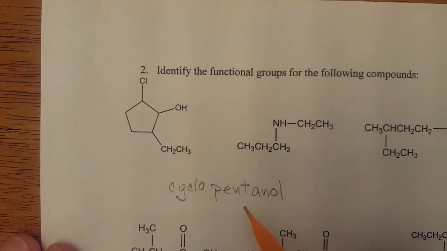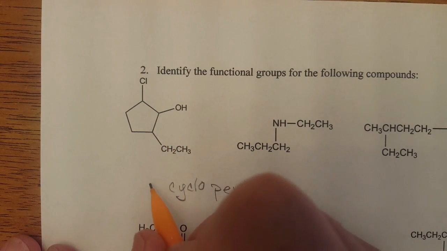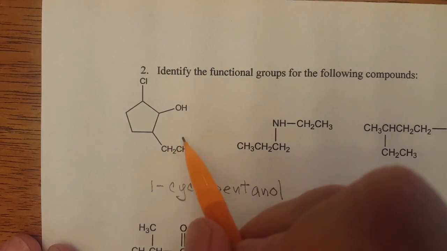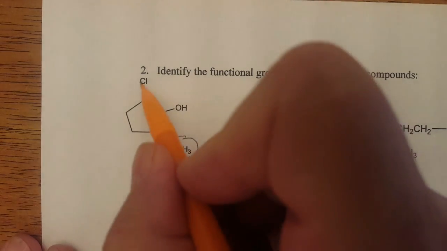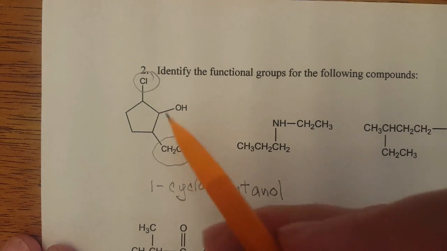Now we have to tell it which carbon the OH is bonded to, because there are 2 other substituent groups. So it's bonded to this carbon, and this gets carbon 1. So this is a 1-cyclopentanol. But we have 2 other groups. One is chloro, one is ethyl.